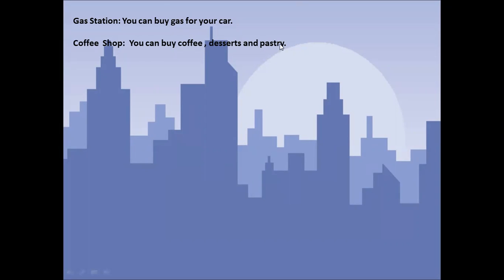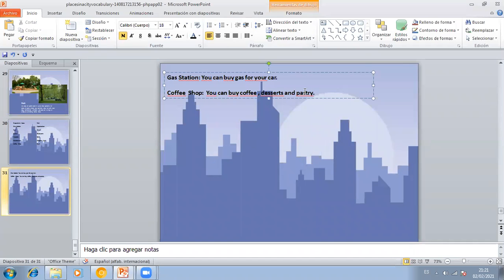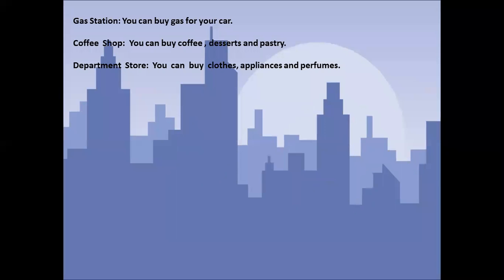Very good. Now, what about in a department store, everybody? For example, Almacenes is a department store. What can you do there? We can buy clothes. Okay, you can buy TV. How do you say electrodomésticos in English? Appliances. And perfumes. This is an example of the department store. Observe, everybody. You can buy clothes, appliances, and perfumes. Usted puede comprar ropa, electrodomésticos, y perfumería, perfumes.